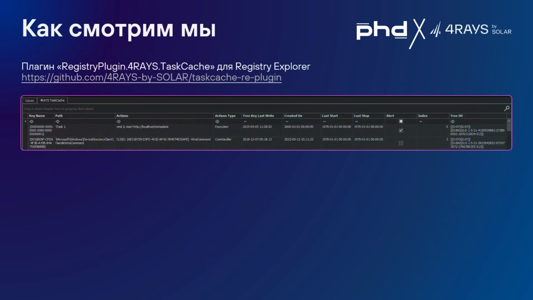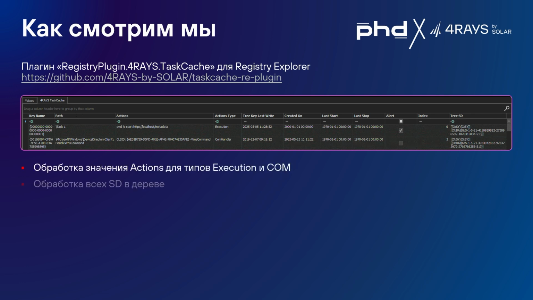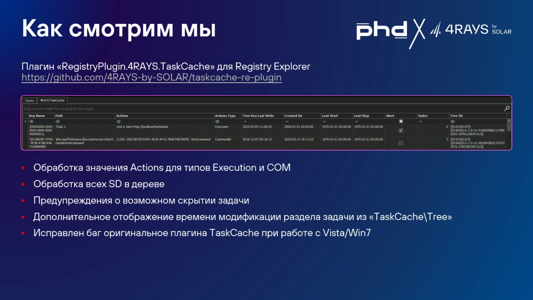This is why we coded a parser. By the way, you can download it from our GitHub. We just posted it on GitHub. It's open source. The plugin is open. You can use it. What's the advantage of our plugin? First of all, it parses the Actions value, both for command line and for COM objects. Also, we added SD processing and the whole tree processing for a specific task. Also, we can see the modifications of the tree, and we also see the value of index in this tree. Also, we added the alert column.